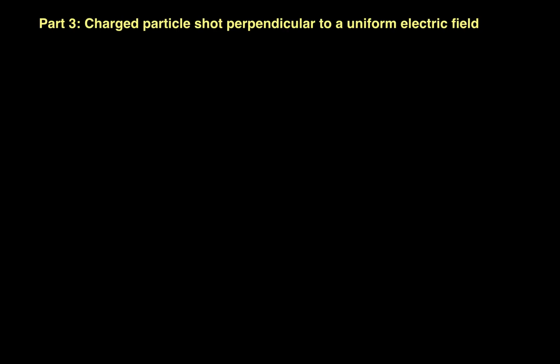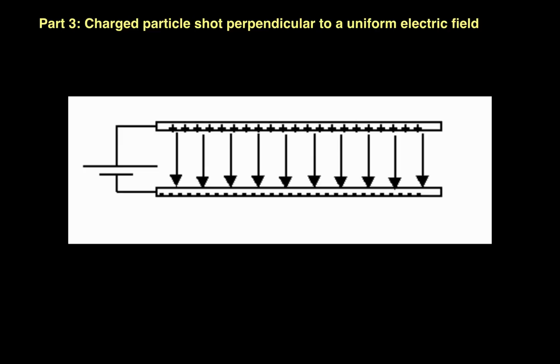Part 3. A charged particle shot perpendicular to a uniform electric field. In this part, we'll look at the second kind of parallel plate problem, when you have a charged particle shot with an initial velocity that is perpendicular to the electric field. The direction of the particle's path depends on the kind of charge it is.